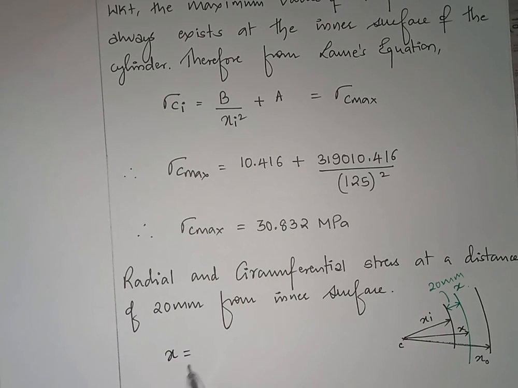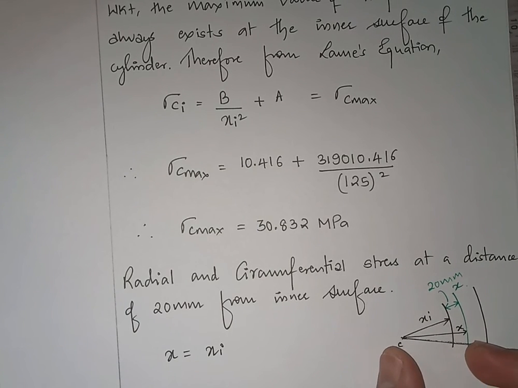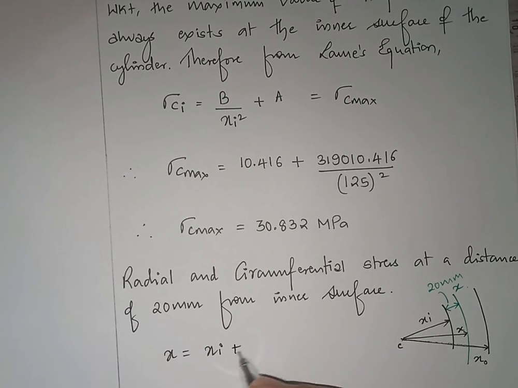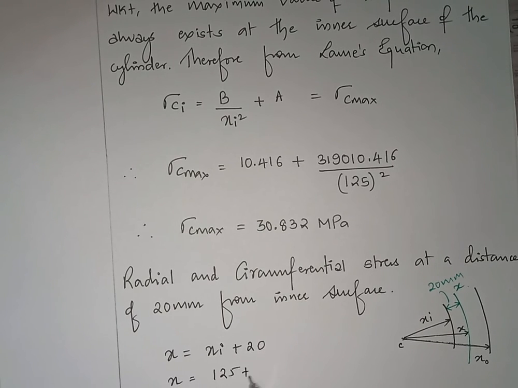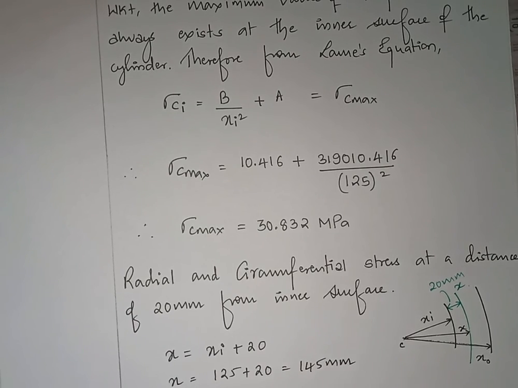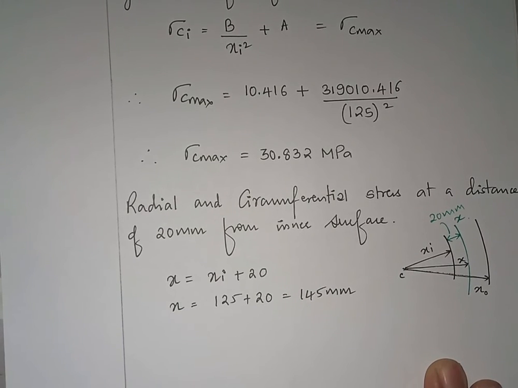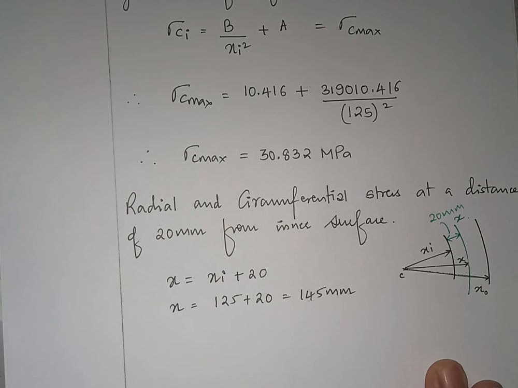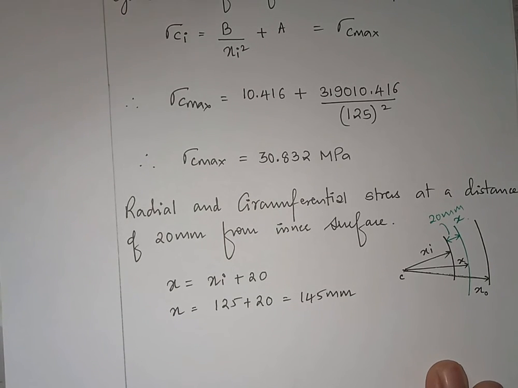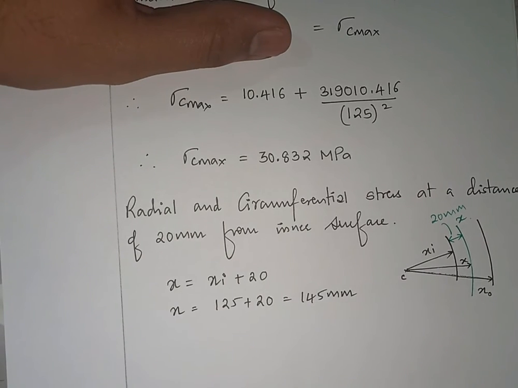So x is equal to xi plus 20. So x is equal to 125 plus 20, 145 mm. Right, now at x equal to 145 mm, you need to calculate the circumferential stress and the radial stress. So first I'll be calculating the radial stress.